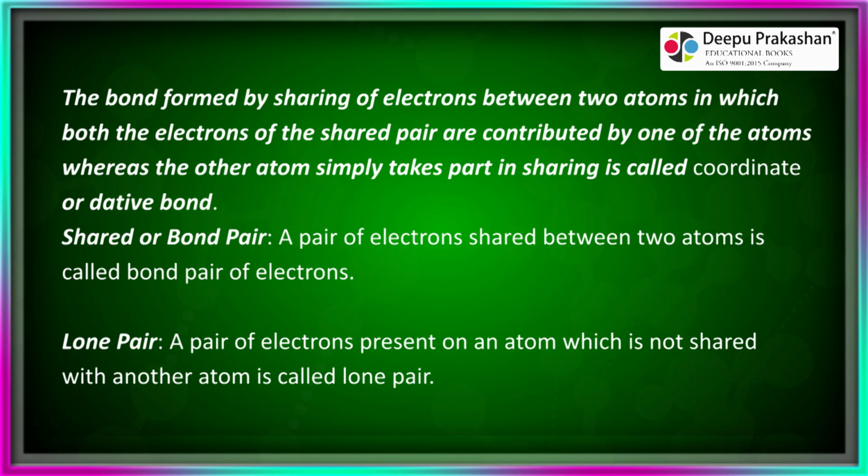Shared or bond pair. A pair of electrons shared between two atoms is called a bond pair of electrons. Lone pair. A pair of electrons present on an atom which is not shared with another atom is called a lone pair.